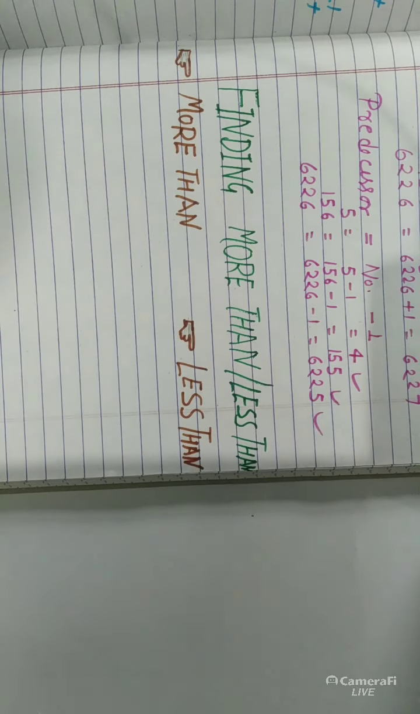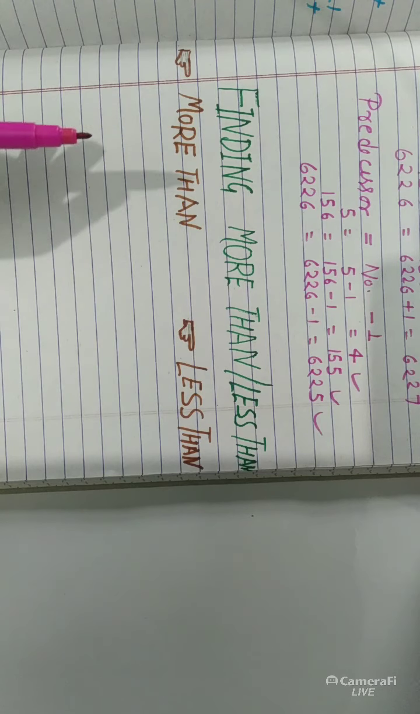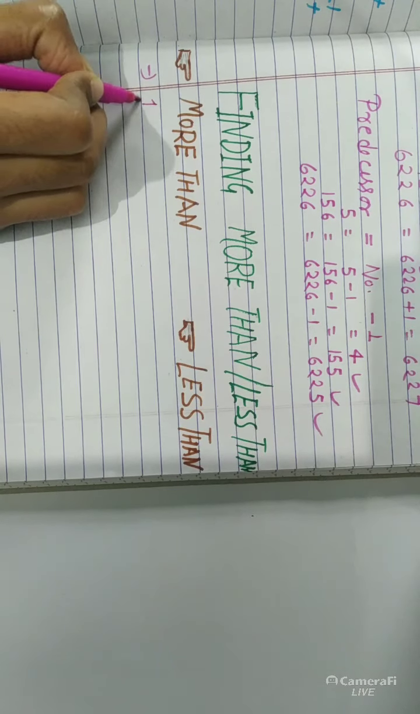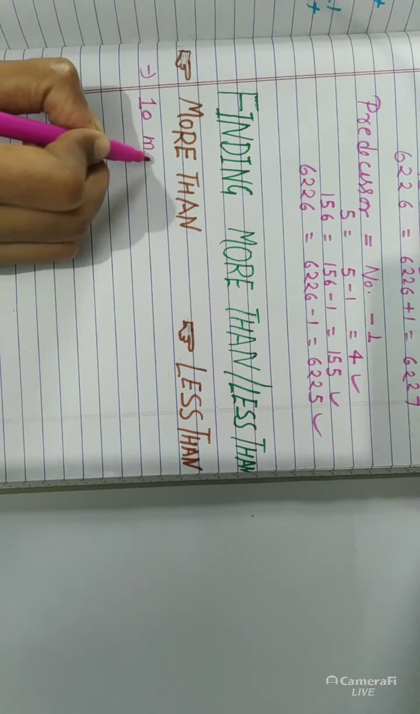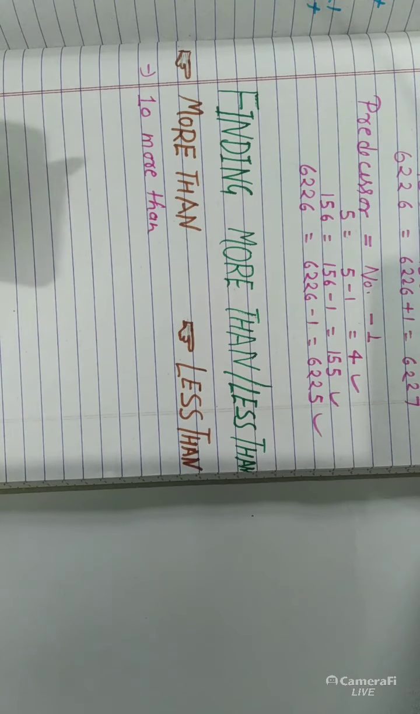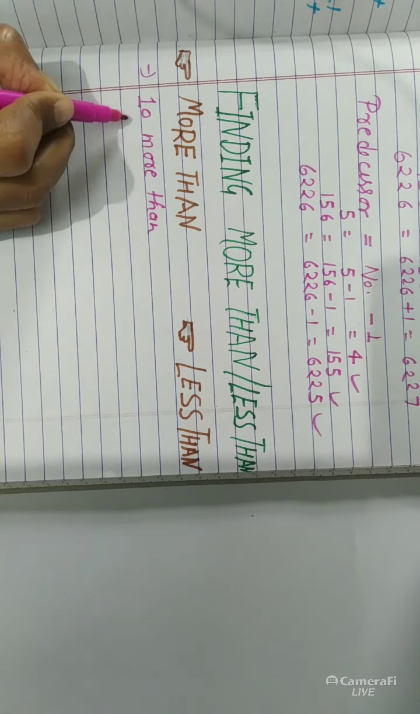Okay, now we will learn how to find more than or less than a number. Children, you know how to add 1 or how to subtract 1 to get successor and predecessor. Similarly, you will add 10 to find 10 more than. Okay, if you are asked to find 10 more than, what will you do? 10 means tens. Okay, 10 means tens place.